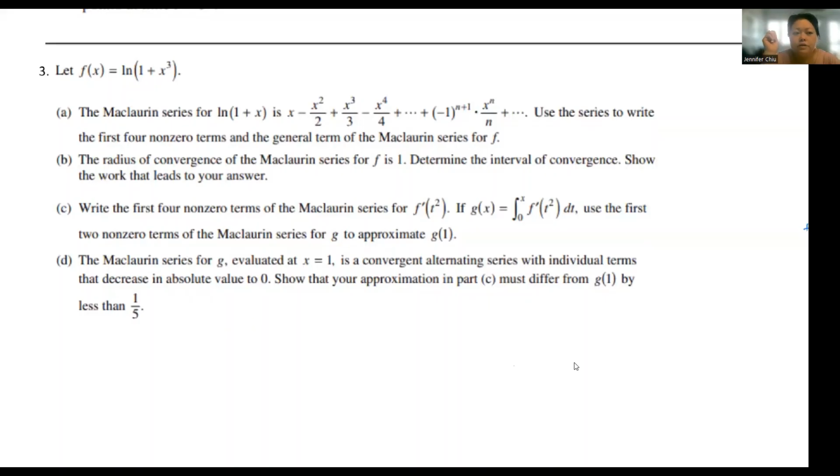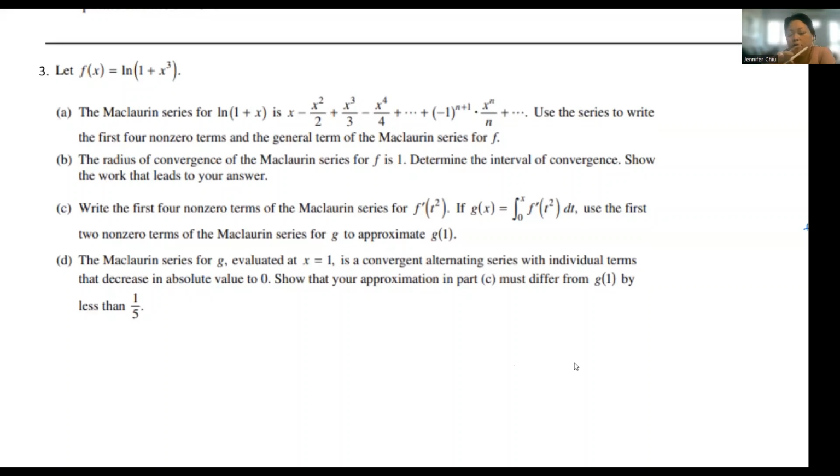Okay, this is FRQ set 6, number 3. We're on to series and sequences here, right? So this says let f of x equals natural log of 1 plus x cubed. Part A says the Maclaurin series for natural log of 1 plus x is given here. Use the series to write the first 4 non-zero terms and the general term of the Maclaurin series for f.